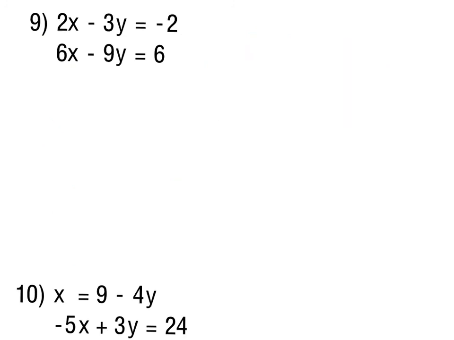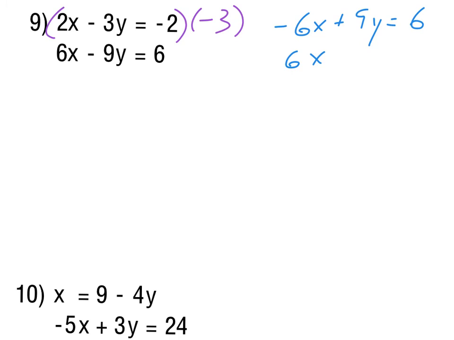This is another system where I would recommend using the elimination method. I would take and multiply the top equation by a negative 3. That will leave me with negative 6x plus 9y equals 6. So that should start to help you see something here. So we end up with 6x minus 9y equals 6. Now, again, double check to make sure you found your products correctly. Again, the two negatives together is a positive 6.